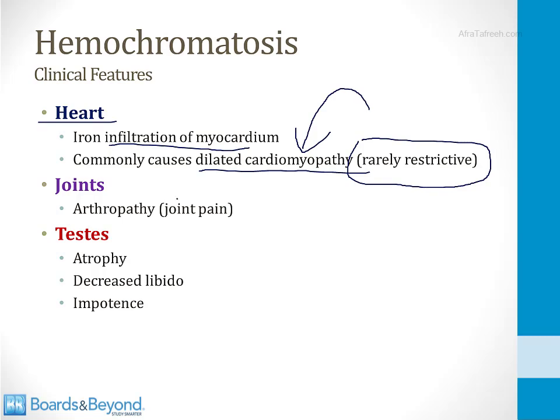Patients with hemochromatosis often suffer from joint pain. That's because of iron deposition in their joints, which is called an arthropathy. And then finally, the iron can deposit in the testes and lead to atrophy of the testes. Men with this condition can have decreased libido and they can be impotent.